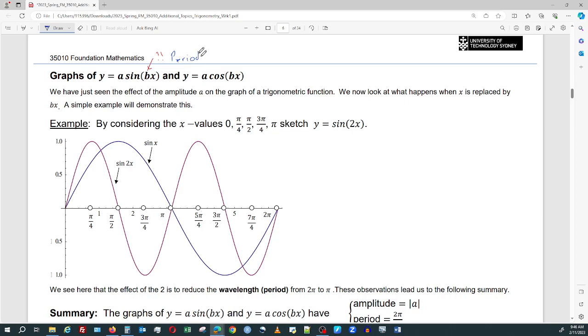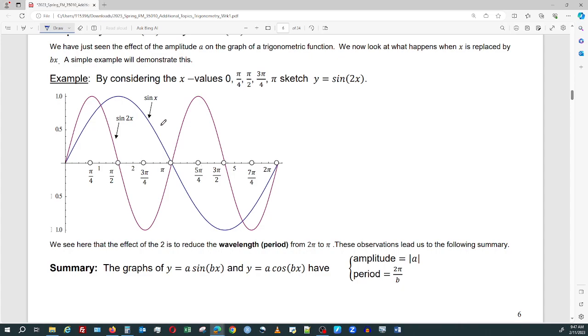So the period. Now the period has an equation, and the equation is 2 pi over b. And so 2 pi divided by b, it will be your period. Okay, 2 pi divided by b. So, interestingly, this is not straightforward. Okay, the period 2 pi over b is something that you will need to learn to use fairly quickly.